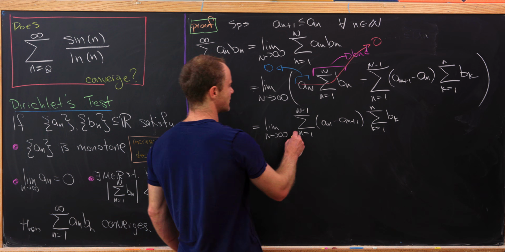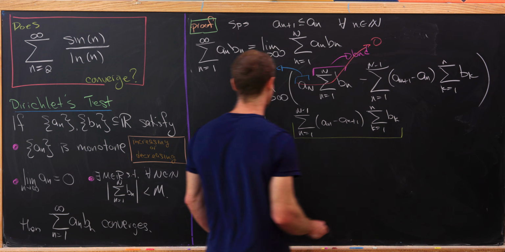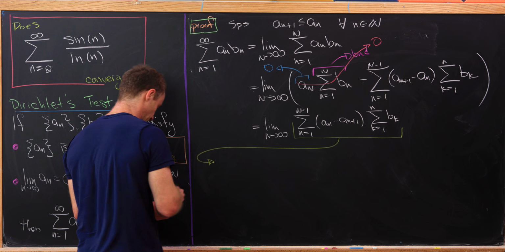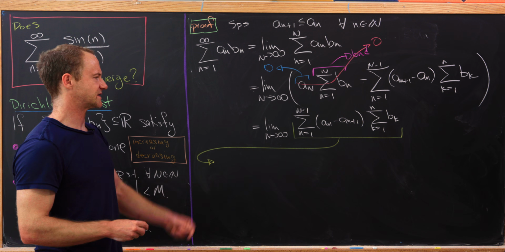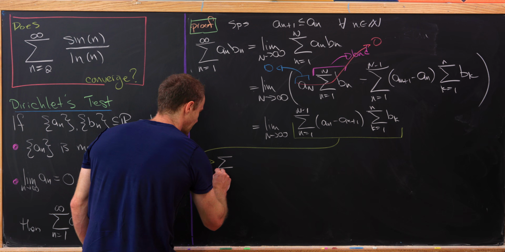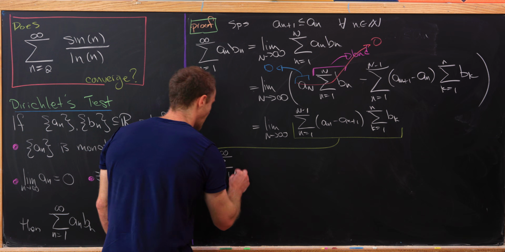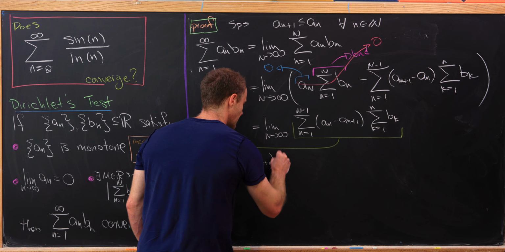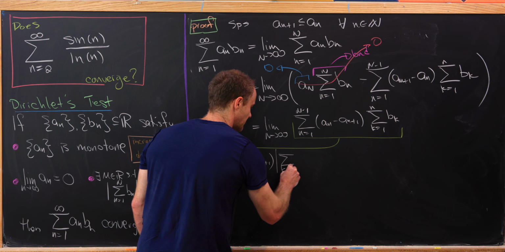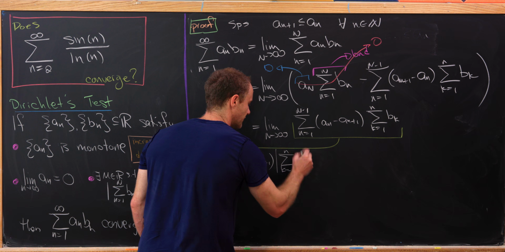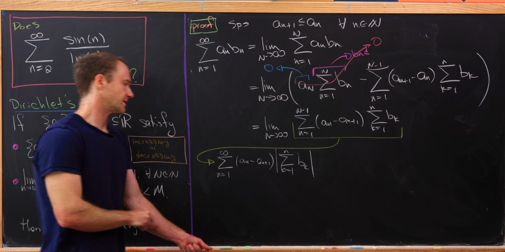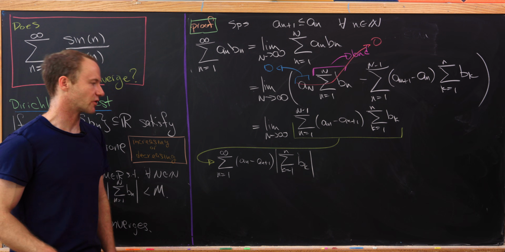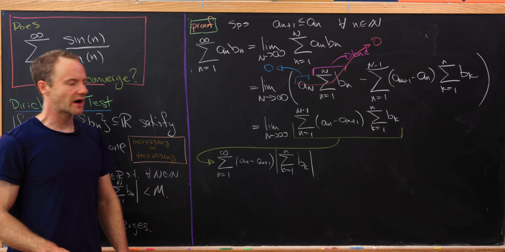And now let's consider this new series which is appearing inside of this limit, and we'll consider this on its own. So let's bring this over here. So I'm gonna maybe write that as a full sum. So we've got this sum as n goes from 1 to infinity of a_n minus a_{n+1} times the absolute value of the sum as k goes from 1 to capital N of b_k. Great. So if we show this converges, then we know this object also converges, which means our sum converges. Okay, so how can we do that?